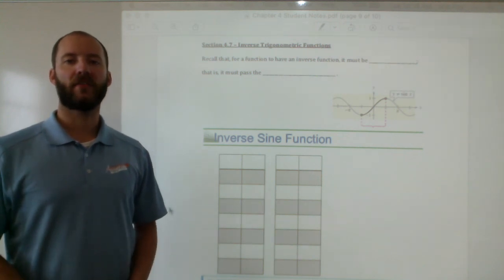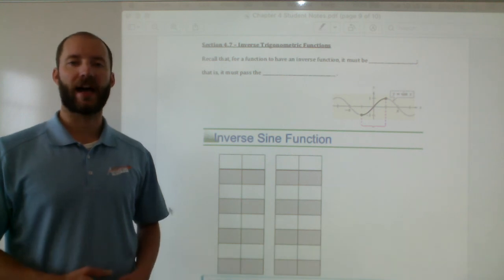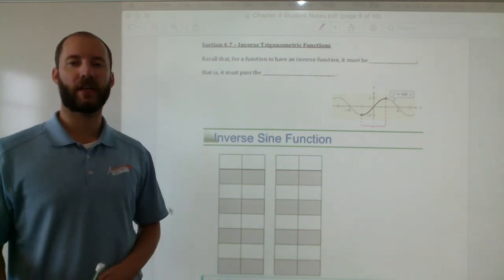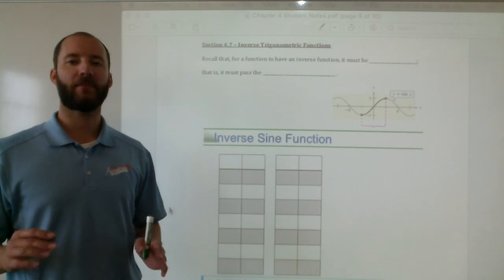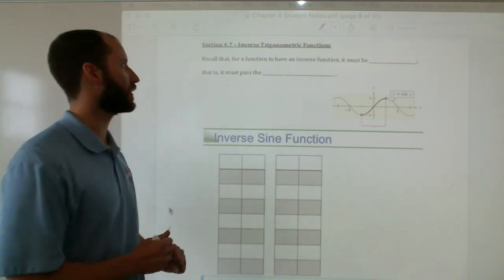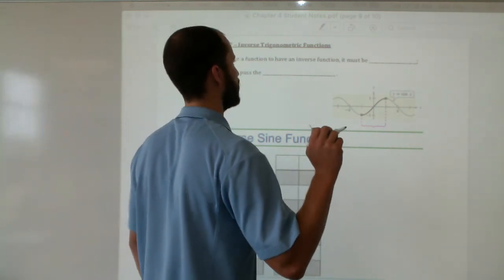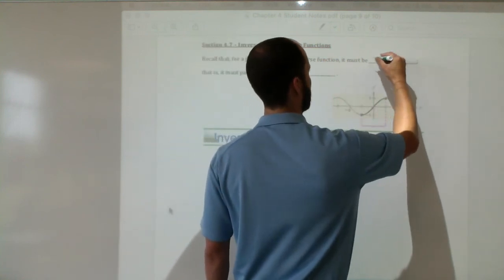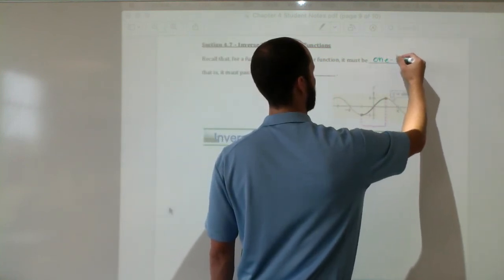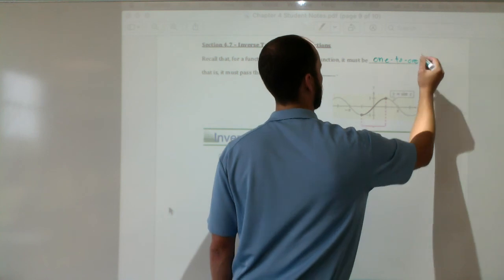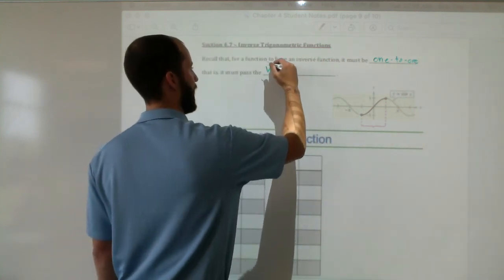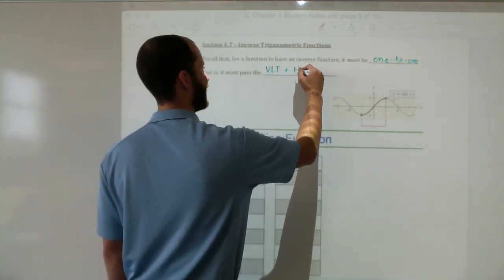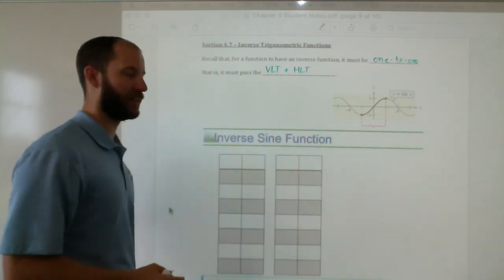Section 4.7, inverse trigonometric functions. So at the end of our introduction to trigonometry, we're looking at inverse trigonometric functions, which we're going to have to pass kind of a big hurdle to begin with. Remember, for a function to have an inverse function, it must be one-to-one. That means it passes the vertical line test and the horizontal line test.